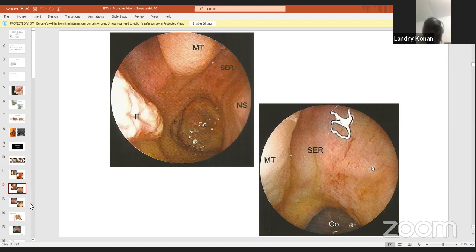So the picture on the right, again, this is the right nostril. You see the inferior margin in the shape of an arc, and above it is the sphenoethmoidal recess. You cannot miss it. You just move your endoscope forward, deep down, and you will find it. Okay, next slide.